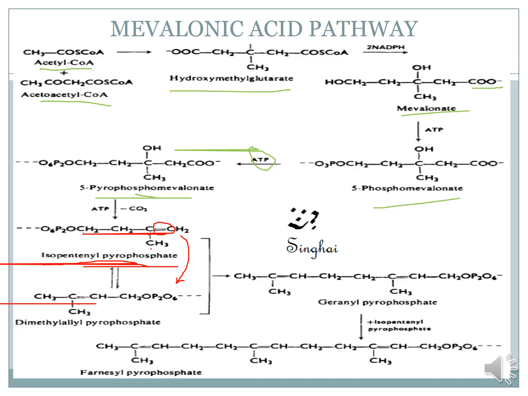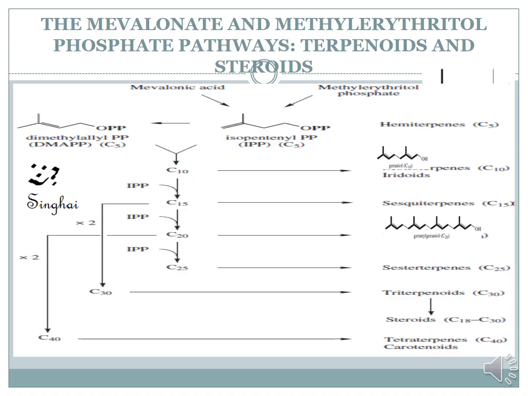So IPP and DMAPP, C5 and C5, come together to form a C10 compound, that is geranyl pyrophosphate. Isopentenyl pyrophosphate and dimethylallyl pyrophosphate are both combined to form a C10 compound, geranyl pyrophosphate. Again, isopentenyl pyrophosphate comes in to form 10 plus 5, 15, that is farnesyl pyrophosphate. So IPP, DMAPP, GPP, and then FPP is formed. This is mevalonic acid, which plays an important role.